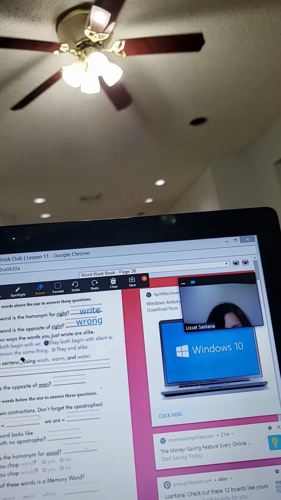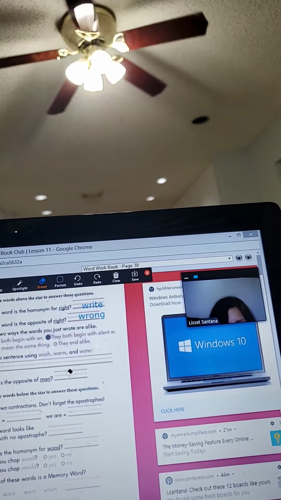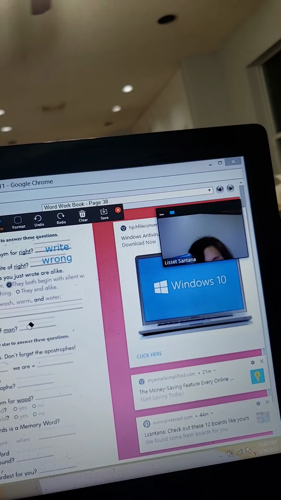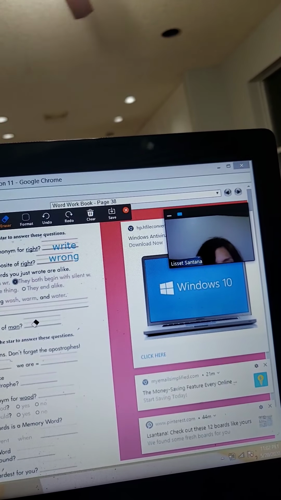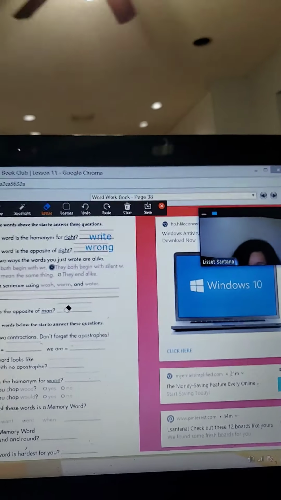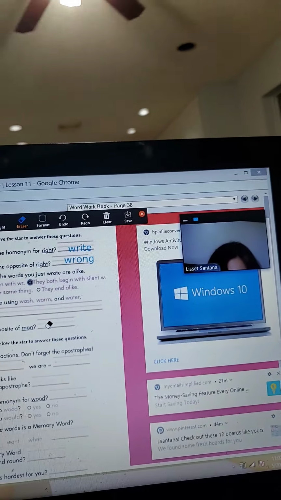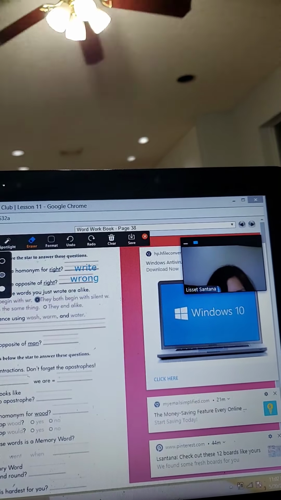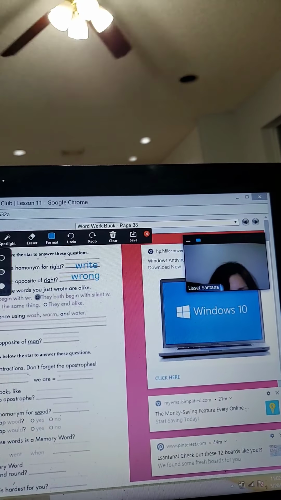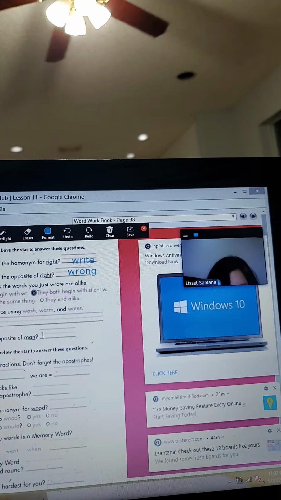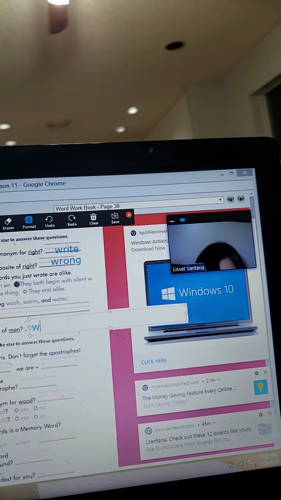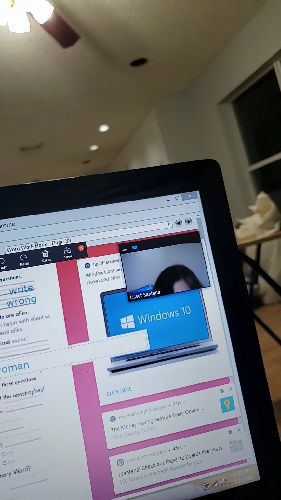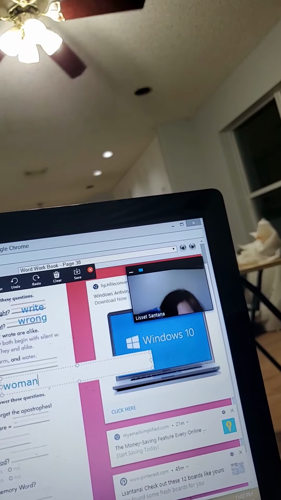Write a sentence using wash, warm, and water. Well, I'll let you do that. You could say something like, when I take a bath, I use warm water to wash. That's a sentence, right? What is the opposite of man? We know that the opposite of man is woman, right? So let's type that in. It's woman. The opposite of man is a woman. Right?